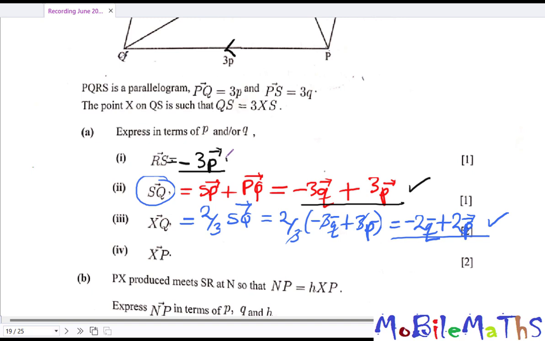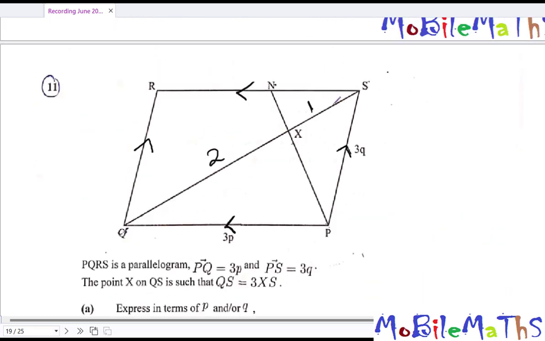So this one was a minus. The next question is saying find XP. Okay, XP, where is our XP? So this is our XP. I'm going to use two different methods. We want to move from X to P. So the first method, let me have method 1 here.